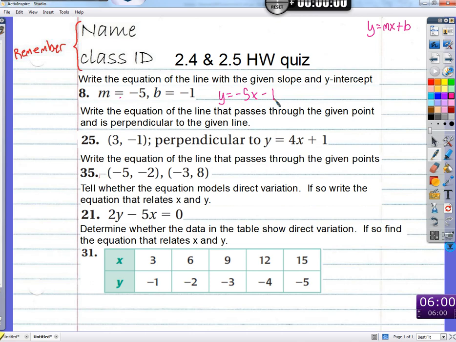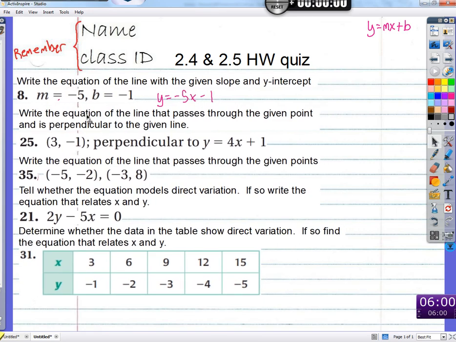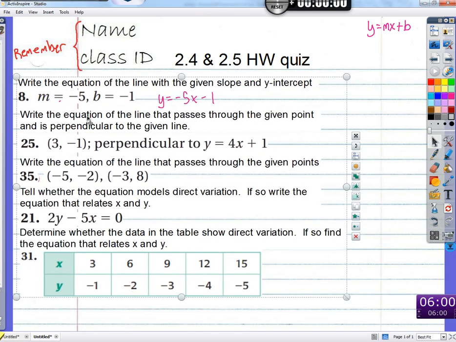Okay, well, if it could all be that easy, that would be great. But that won't necessarily be the case.